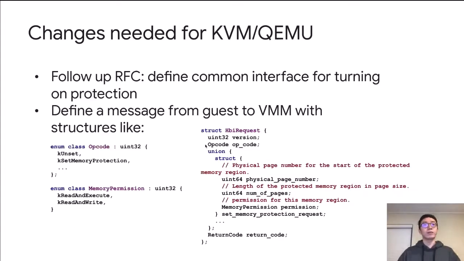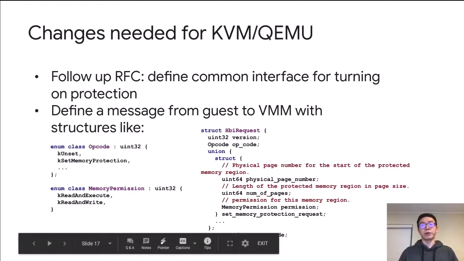So once we have the hypercall defined, we want to define the message sent from the guest to the VMM. This is a simple proposal we put here. We want to call it HBI request, a hypervisor based integrity request. And we have a version and an operation code. For the operation, it can be set memory protection, etc. We can extend it for future usage.